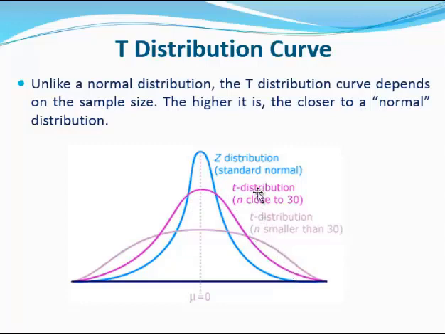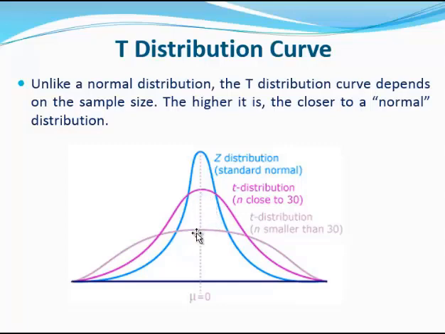So you're going to have a distribution curve that is similar to the normal distribution curve, but not quite as high in the middle. On the other hand, when you have t-distributions where the n is lower than 30, where you have something like sample sizes of 10 or 15, you're just going to have a much lower bump in the middle.